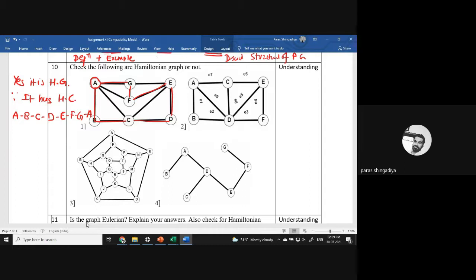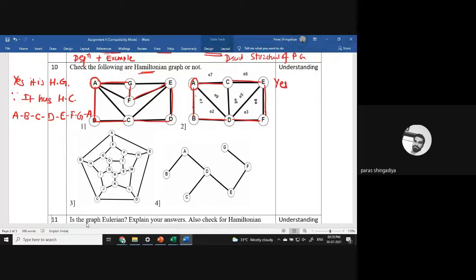Because you only have to move on the boundary. There is no need to cover all the inside edges here because we are checking whether this graph is Hamiltonian or not. So just move on the boundary. Start with the vertex A to B, then after B to D, D to F, F to E, E to C, and C to A. Clear? That completes one cycle, one circuit, which covered every vertex exactly one time. And therefore it is a Hamiltonian graph.